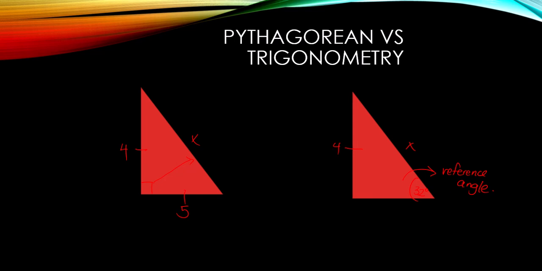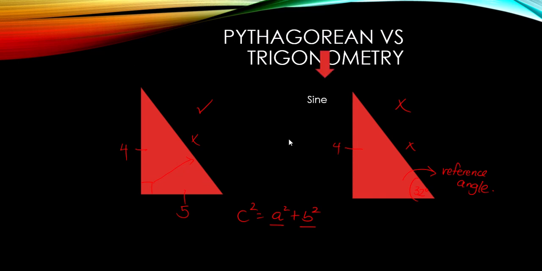In this case, we are not able to use the Pythagorean theorem, because the Pythagorean theorem is c squared equals a squared plus b squared. You have to have two sides given to you in order to find the third one. Now we have only one side given to us, so the Pythagorean theorem is not applicable. You can only use it here because two sides are given. And when you have only one side given and one angle given, that's where you use trigonometry.